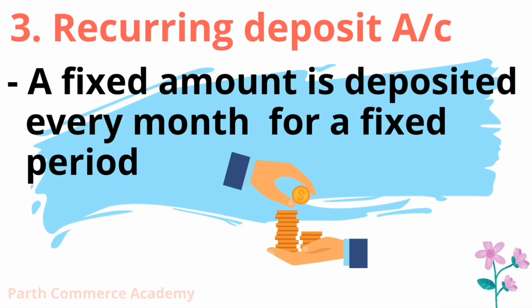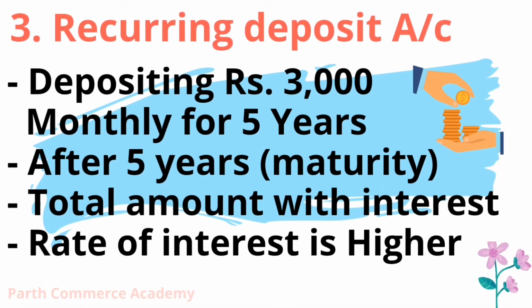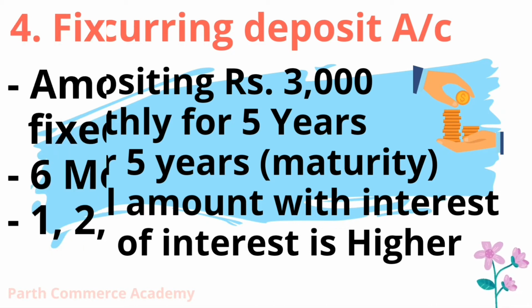Next is the recurring deposit account. This is a special type of account in which a fixed amount is deposited in the account every month for a fixed period, like depositing 3,000 per month for the period of 5 years. It means you have to deposit rupees 3,000 per month for 5 years. After completing 5 years, you will get the amount with interest. The rate of interest is higher in a recurring account in comparison to a savings account.